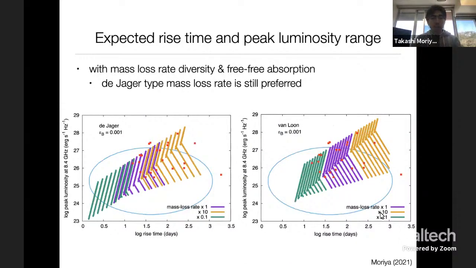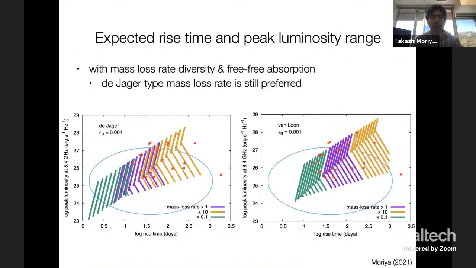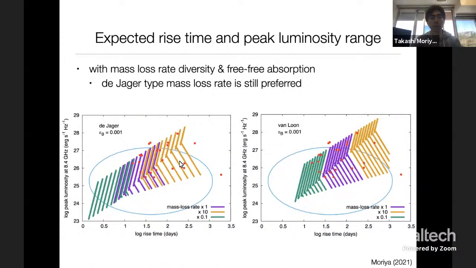And of course, I'm taking the mass loss rate from this line, and actually, mass loss rate can vary from star to star. So we checked within a factor of 10 what happens. Also, in this figure, I only considered synchrotron self-absorption, but when the circumstellar density is high, then free-free absorption should play a role, and that will make the rise time larger than what's expected from synchrotron self-absorption.